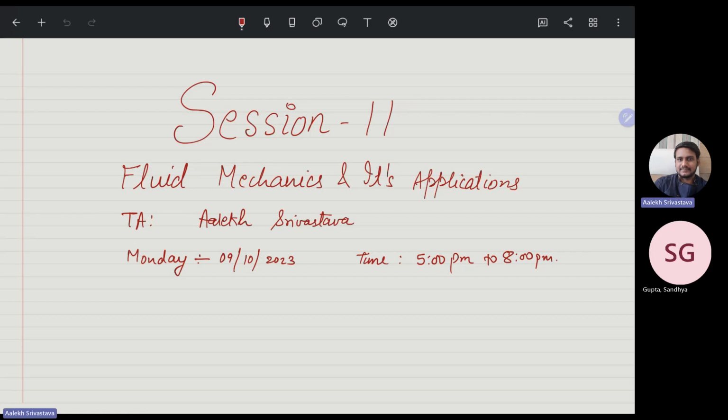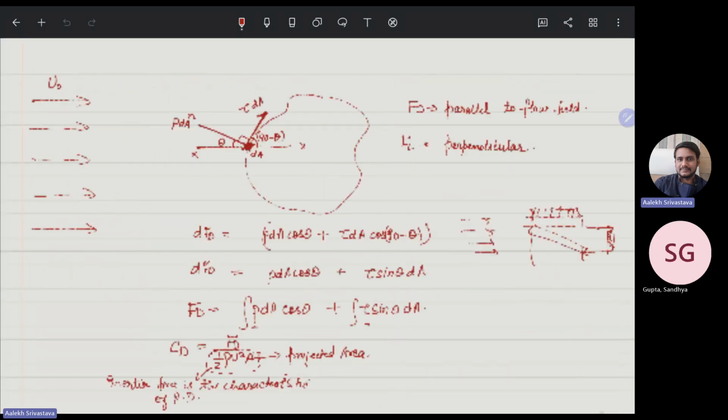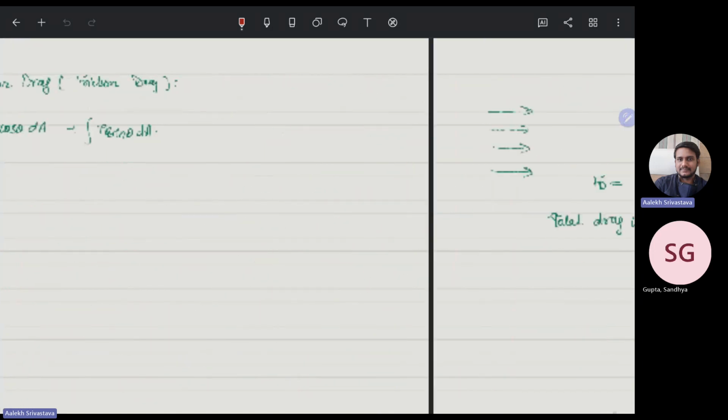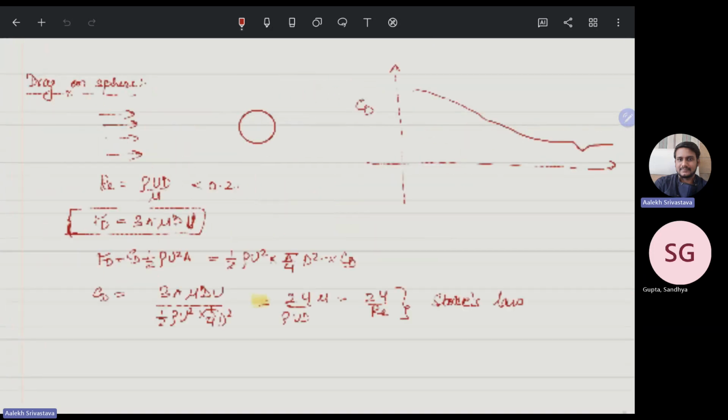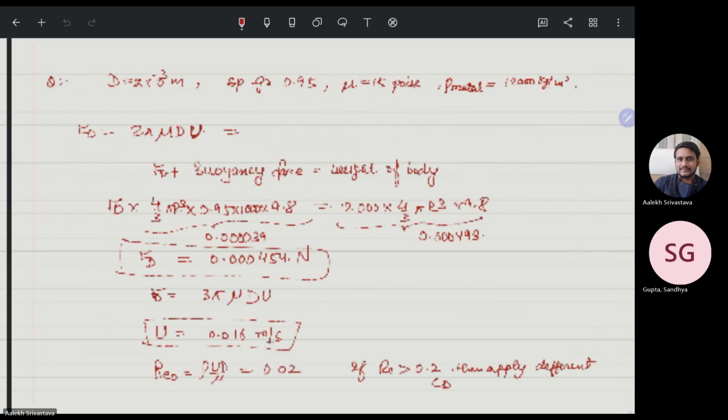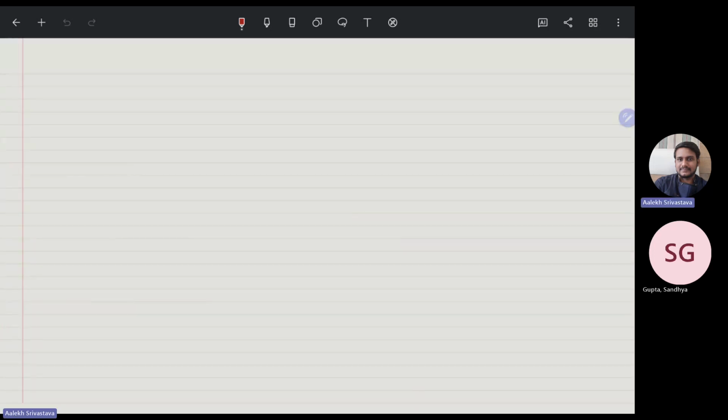So now we will start on the integral solution of a boundary layer. The last two earlier lectures we had discussed the order of magnitude analysis and Blasius solution. So now we will start integral methods of solving boundary layer.